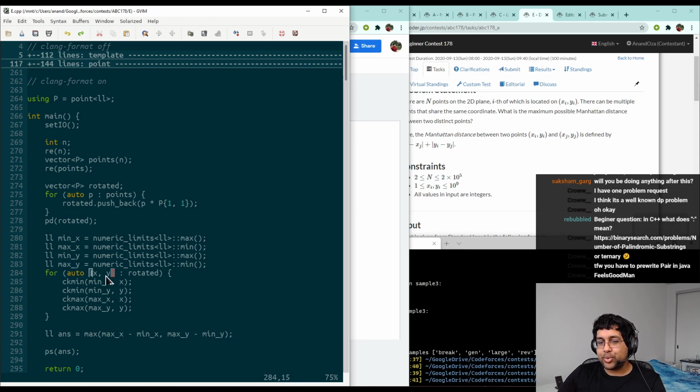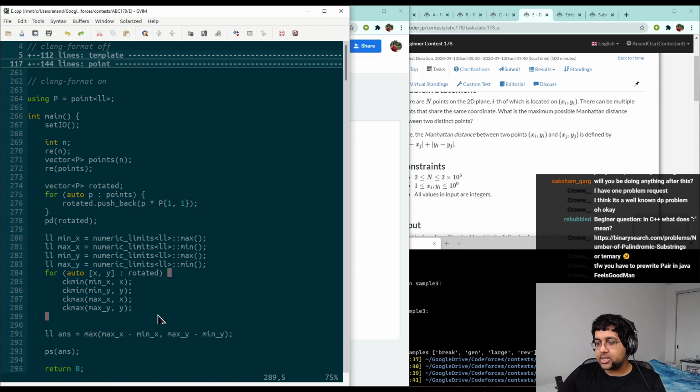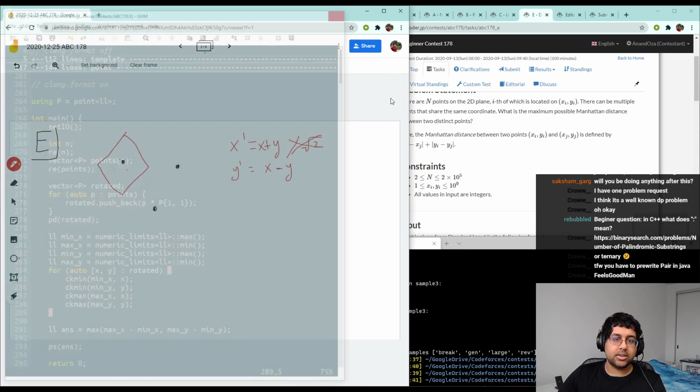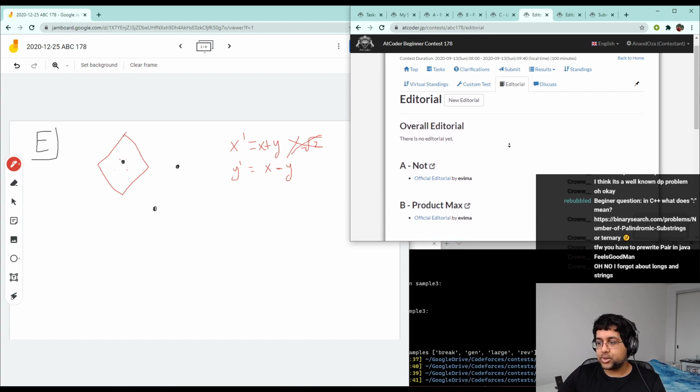Yeah, I have a pre-written pair class in Java, and it's pretty annoying. Because I have a separate pair class in Java for ints, and then for longs, and then for other types, because I don't want to use objects, so I have to use primitives. Yeah. Okay, so that's E. All right, let's do F. And by do F, I mean let's read the editorial.